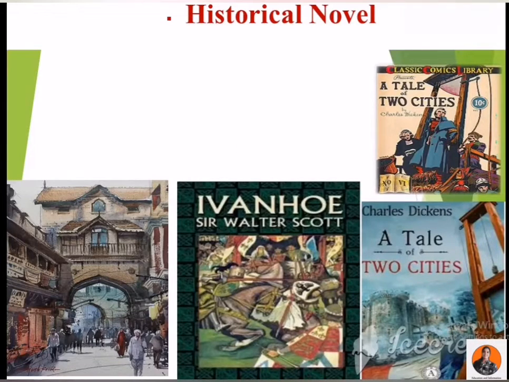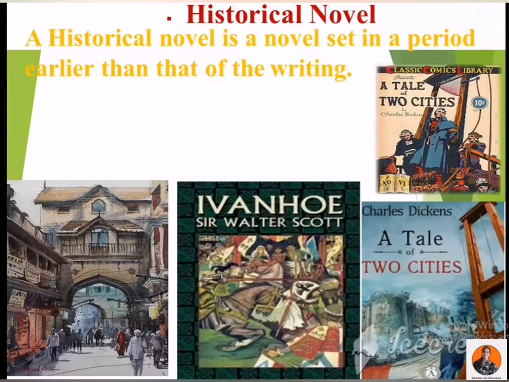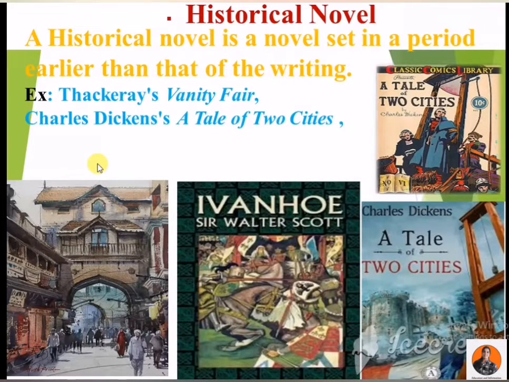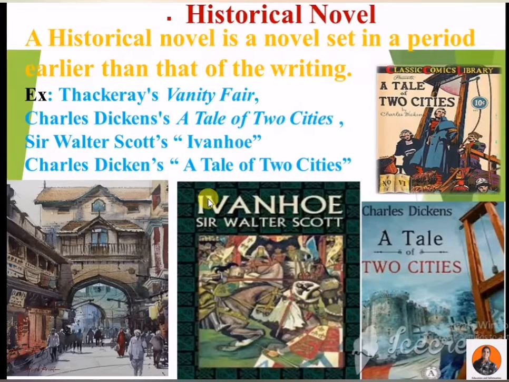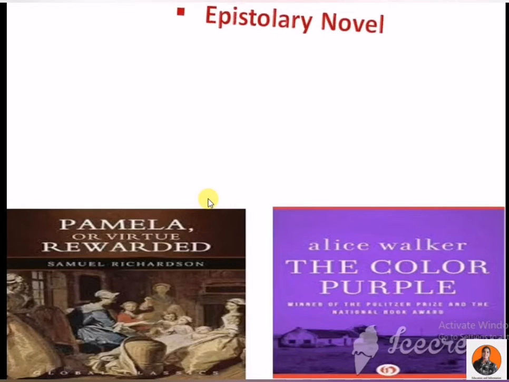Yes, next, the historical novel, the third type of the novel. A historical novel is a novel set in a period earlier than that of writing. Yes, historical novels are set in history, in a period earlier than when the novel was written. For example, Thackeray's Vanity Fair, Charles Dickens' A Tale of Two Cities, and Sir Walter Scott's Ivanhoe. These are historical novels. Yes, and next, the epistolary novel.